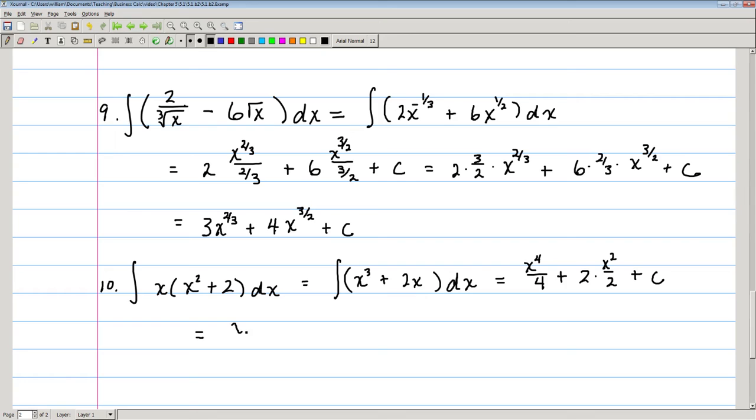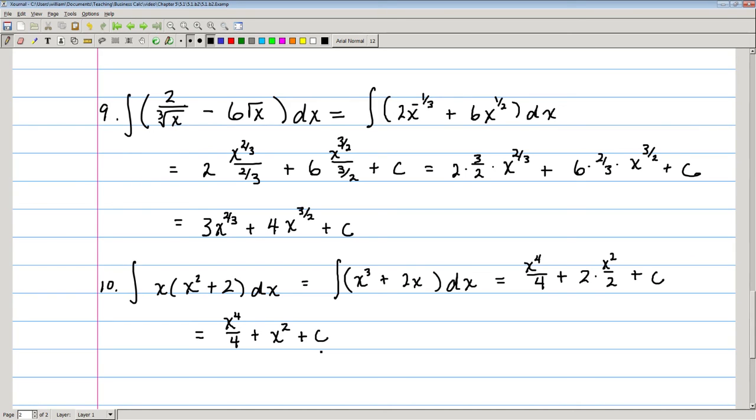So what do we get? We get x to the 4th divided by 4. We simplify a little bit. x to the 4th divided by 4, we can't. 2 divided by 2 is 1, plus x squared, plus c. And we have our solution, our family of antiderivatives for each of these problems.